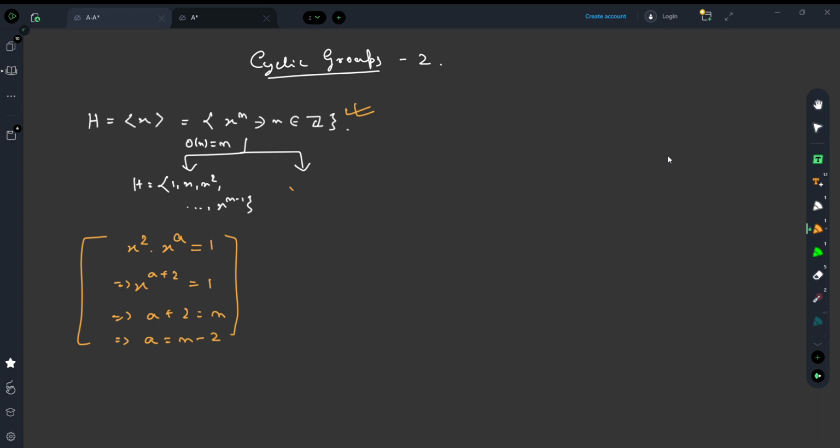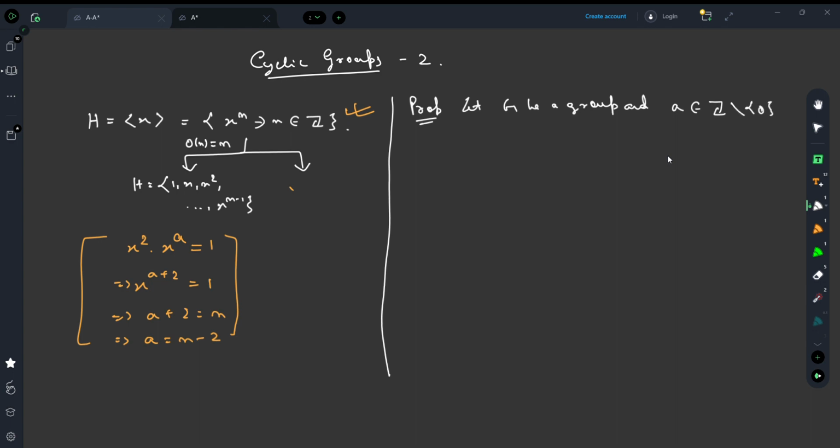We have said that we also want to discuss what the subgroups of a cyclic group look like. To do that, first let us talk about what the possible generators of a cyclic group are. And to do that, we require a certain proposition. The proposition is as follows: let G be a group, and we choose a non-zero integer a.